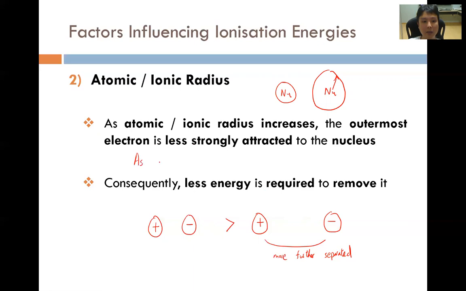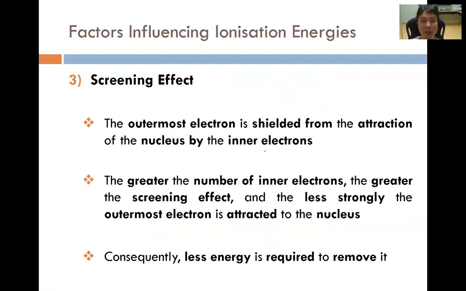So, as radius increases, attraction decreases, and IE will consequently also decrease. This is factor 2. Factor 3 is the screening effect.